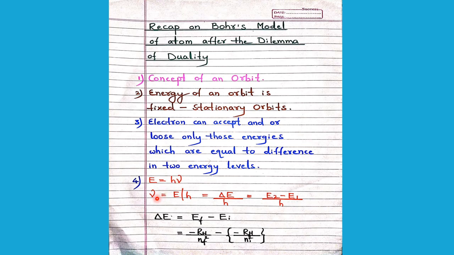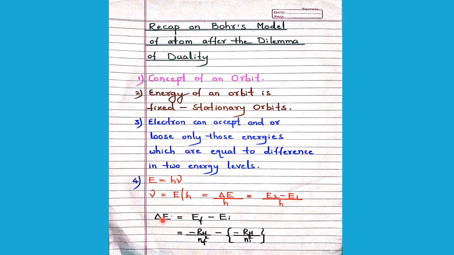So what is nu equal to? Nu equal to E by h. What is E here? E is the energy absorbed or emitted, that is the difference of energy. Delta E stands for the difference in energy, so that much energy is either given out or absorbed. So delta E upon h, the difference by h, I have written here.